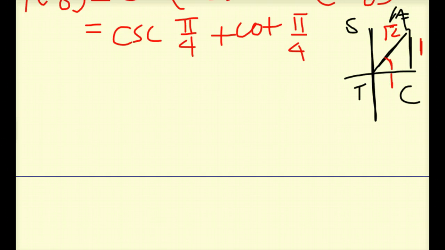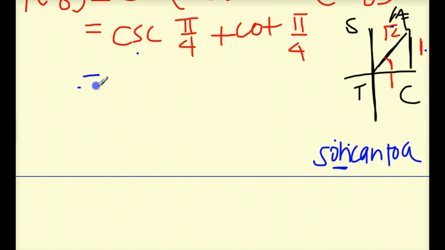So let's use our SOHCAHTOA. Well, cosecant is 1 over sine. So if I take a look at sine, I get opposite over hypotenuse. But since I'm looking at cosecant, I need the reverse. So I need the hypotenuse over the opposite. So my hypotenuse is square root of 2 over 1. That gives me square root of 2.